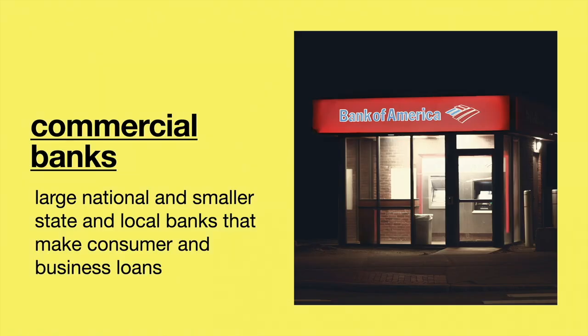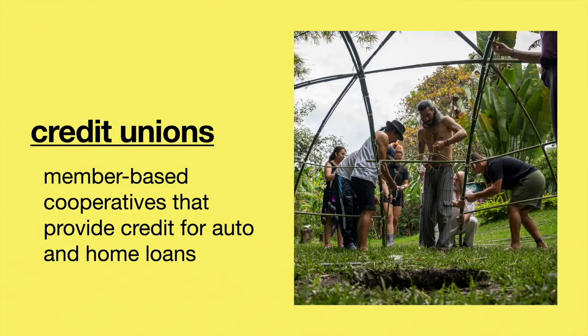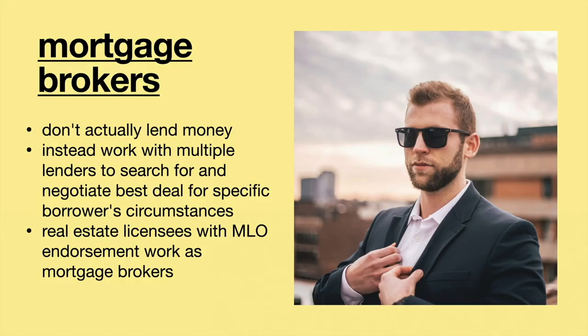Commercial banks are large national and smaller state and local banks that make consumer and business loans. Savings and loan associations, aka thrifts, specialize in using savings deposits as the source of loans. Credit unions are member-based cooperatives that provide credit for auto and home loans. Mortgage brokers don't actually lend money. Instead, they work with multiple lenders to search for and negotiate the best deal for a specific borrower's circumstances. Real estate licensees with an MLO endorsement are working as mortgage brokers.